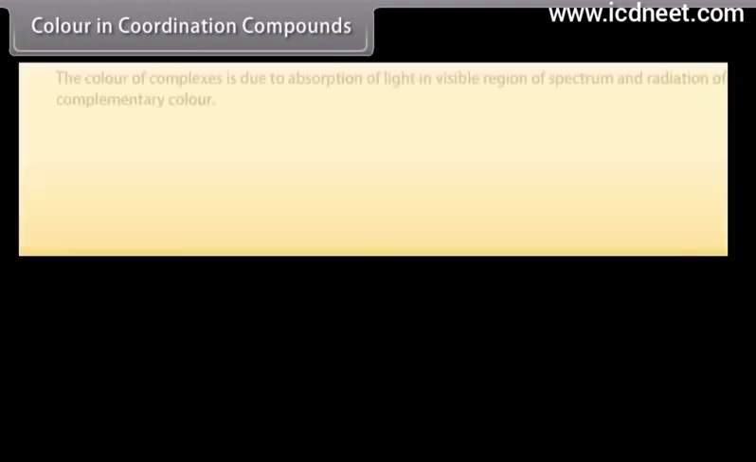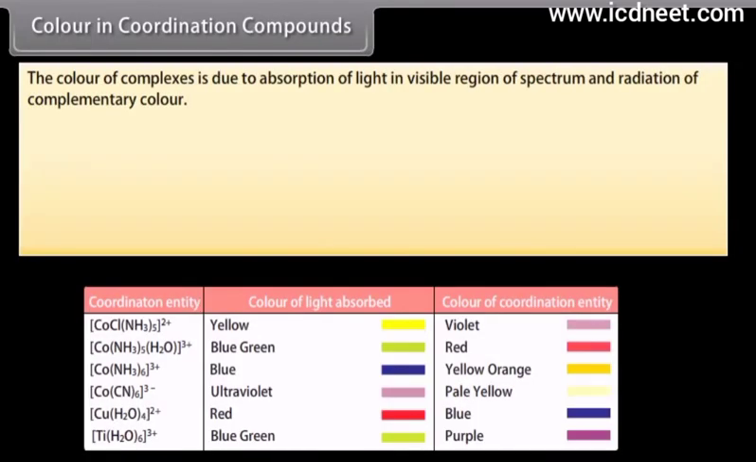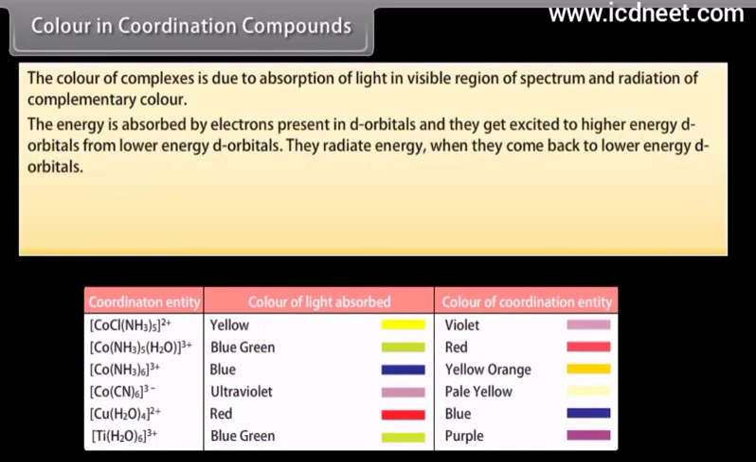Color in coordination compounds. The color of complexes is due to absorption of light in the visible region of the spectrum and radiation of the complementary color. The energy is absorbed by electrons present in d orbitals, and they get excited to higher energy d orbitals from lower energy d orbitals. They radiate energy when they come back to lower energy d orbitals.